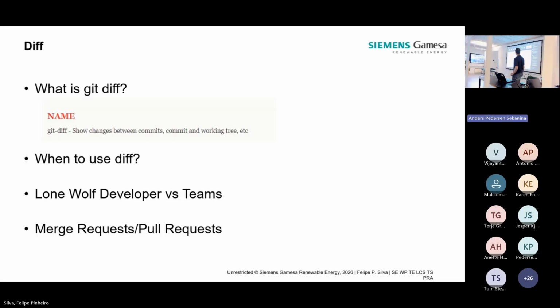So what is Git Diff? This is the definition from the Git Diff command: it shows changes between commits and working tree, and many other use cases. So when to use it? Whenever you have something that you want to compare between two versions of the same VI in Git, it's a good idea to use Git Diff and say, what have I changed there? Or what did that guy change there?